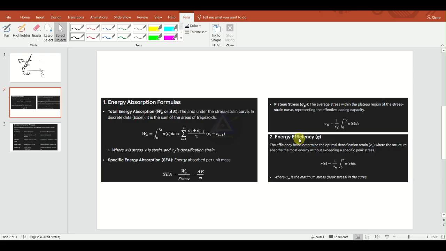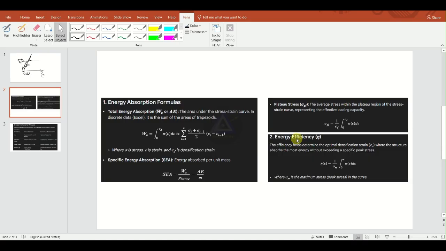In this lecture, generally you can measure the energy absorption using different methods. In this particular lesson, we are only focusing on the energy efficiency method, which is the most accurate method compared to the others. In other lectures, I will explain how to measure the energy absorption using other methods. So let's focus only on the energy efficiency method.